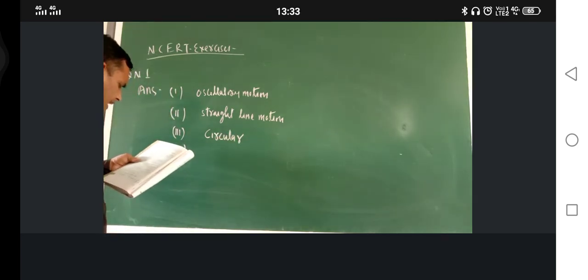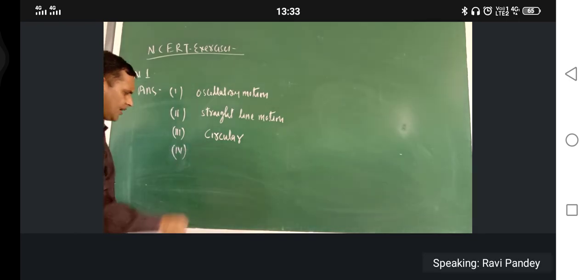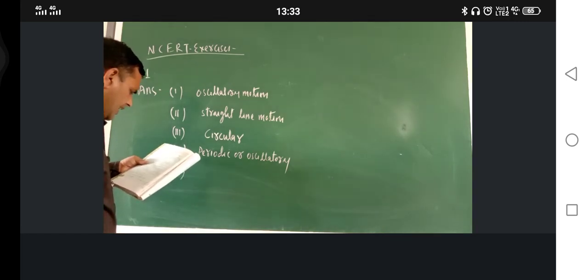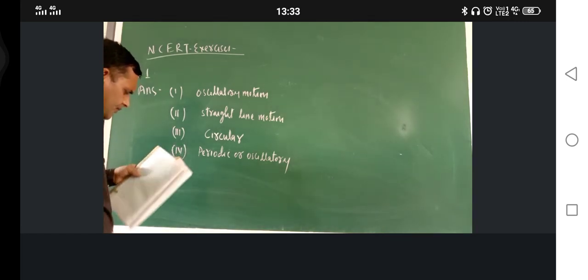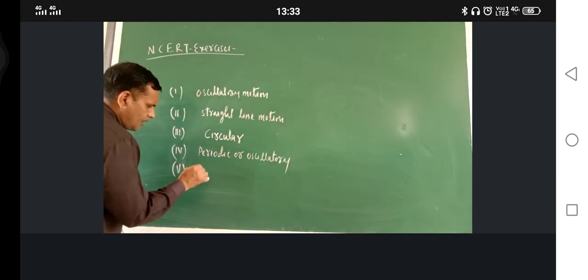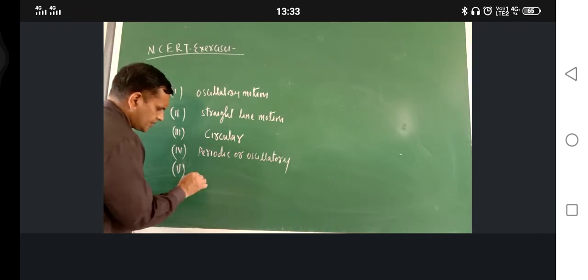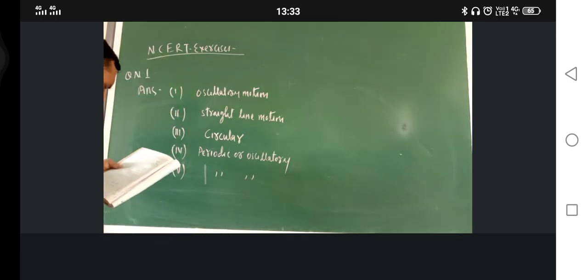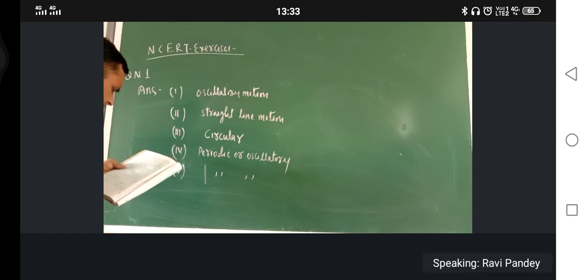What is the next one? Fourth, motion of a child on a seesaw. Periodic or oscillatory. What is the next one? Fifth one, motion of the hammer of an electric bell. Periodic, same. Periodic or oscillatory. Next one is motion of a train on a straight bridge.